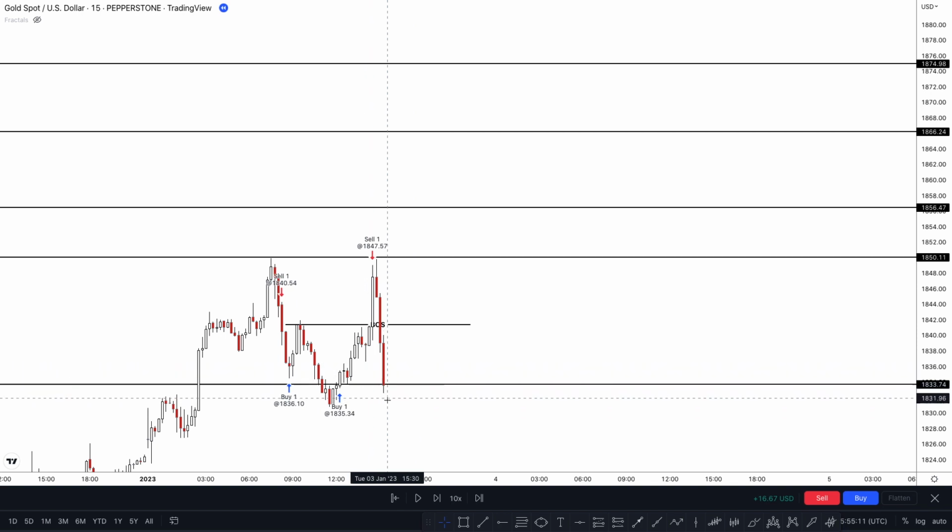Right now, the market has broken back through this level here. I'm not looking to take any trades below this level. I only want to trade in this zone because this is what I've marked out from the beginning of the week, and that's all I am considering right now.